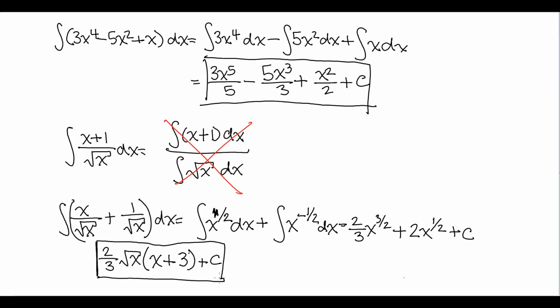So let's do one more. Let's do a trig one. We want to find the integral of cosine of theta over 1 minus cosine squared theta d theta. Now, you can't really separate this fraction since the difference is in the denominator. You can't integrate the numerator separately from the denominator.